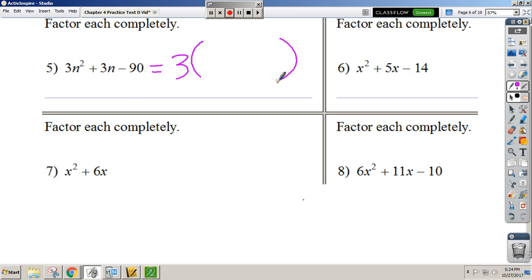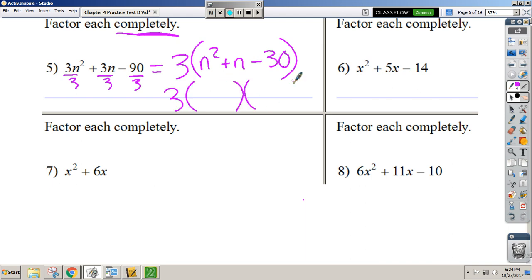How do we get what's left behind? We basically divide each of these things by what we pulled out. We pulled out a 3. So 3n squared divided by 3 is that. 3n divided by 3 is n. And negative 90 divided by 3 is negative 30. Now it says factor completely. This is not completely factored.